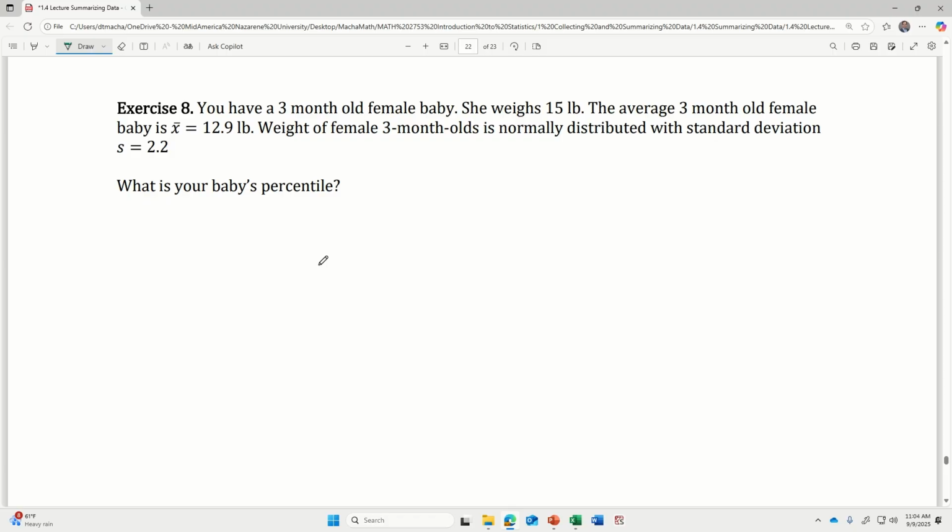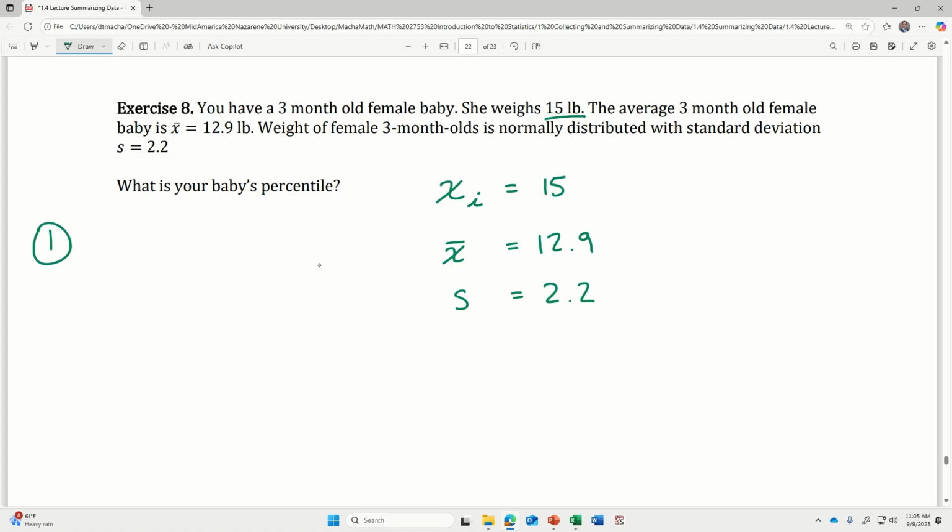The problem says you have a 3-month-old female baby. She weighs 15 pounds. The average 3-month-old female is 12.9 pounds. The weight of female 3-month-olds is normally distributed with standard deviation 2.2. And the question is, what is your baby's percentile?